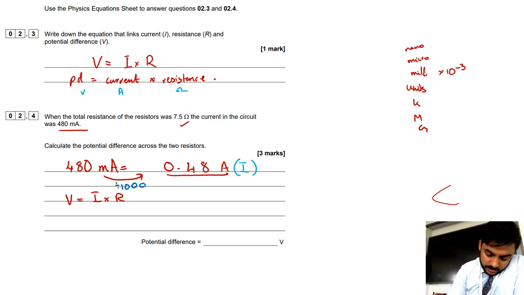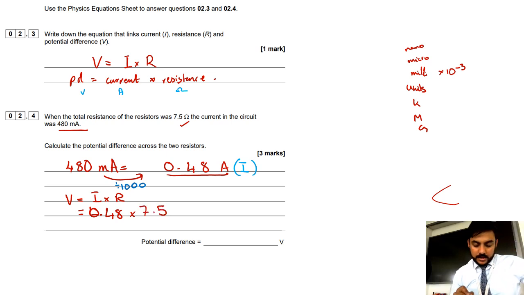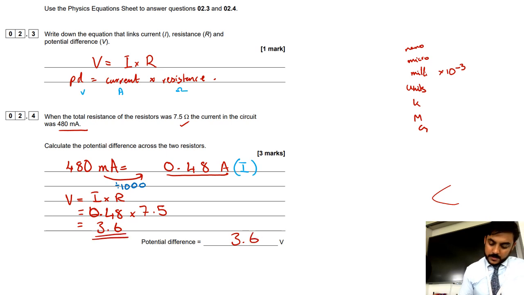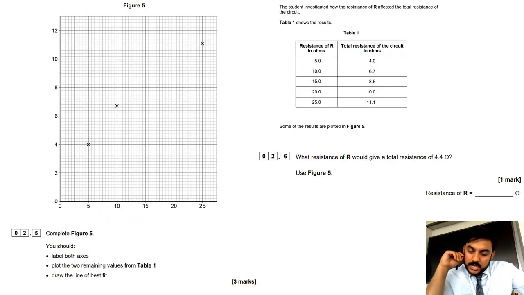I know my I, which is 0.48, times by my R, which is 7.5. 0.48 times by 7.5 gets you an answer of 3.6 volts. Superb. The student investigated how the resistance of R affected the total resistance of the circuit.